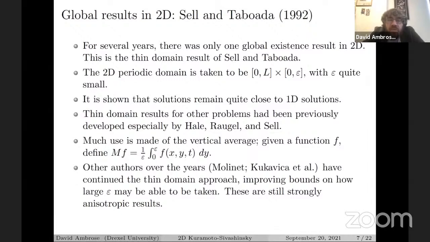A lot of use is made of the vertical average. So you define this MF to be the average in the y direction at any point x. And so you're really not treating the two dimensions equally. So I'm calling these strongly anisotropic results. You're not treating the two dimensions on the same footing. You're saying that one dimension is the dominant dimension in a way, and you're just going to see a lot of 1D-like behavior when you average out the other dimension.